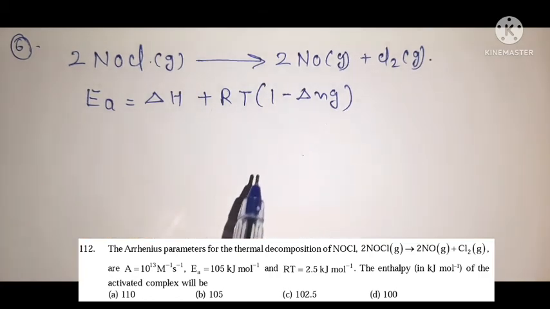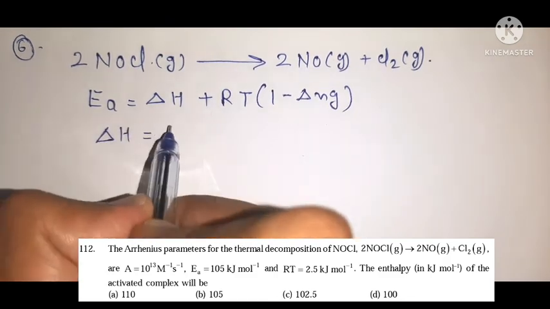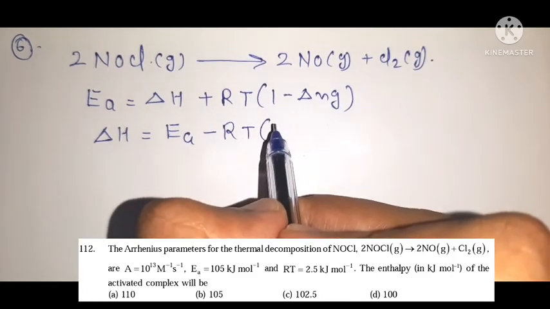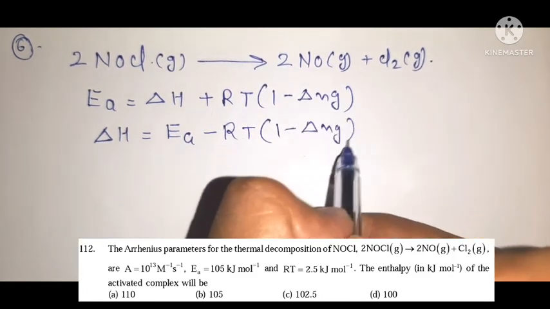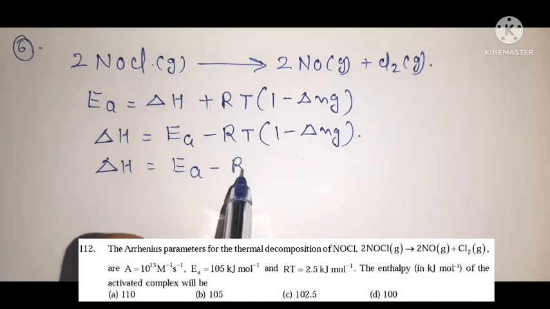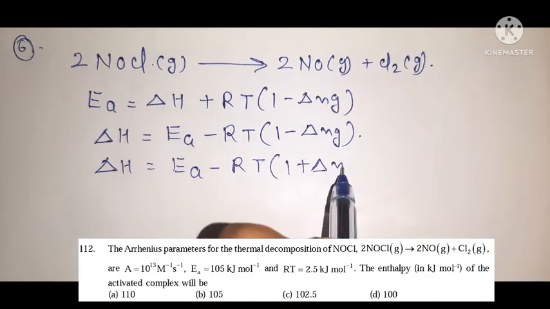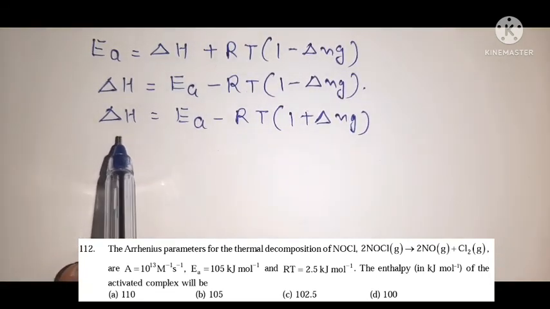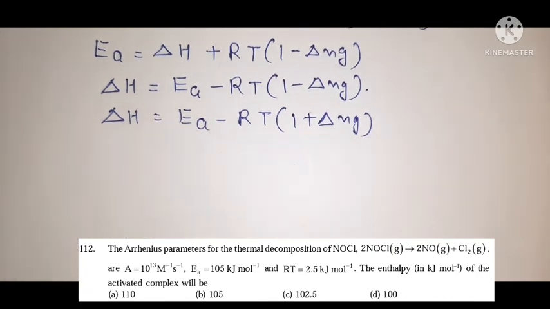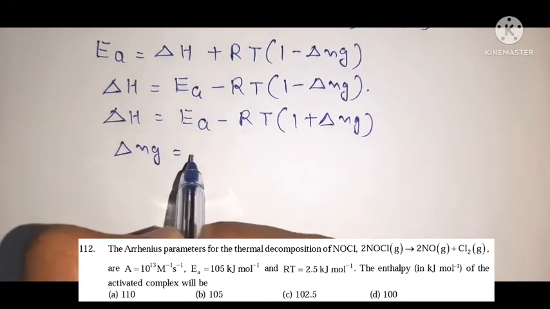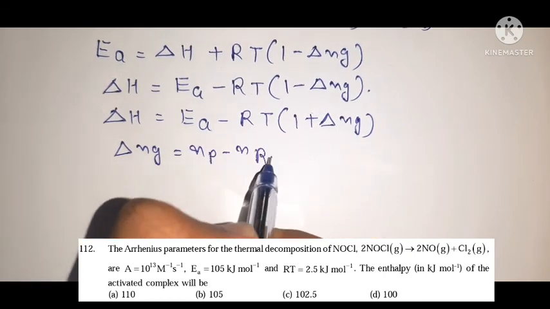By rearranging this equation, we get that the value of delta H is equals to EA minus RT 1 minus delta Ng. So that means delta H equals to EA minus RT 1 plus, this minus will become plus. Here delta H is the enthalpy of the activated complex, EA is the activation energy, RT, and delta Ng. Remember, the delta Ng is the number of moles of product minus number of moles of reactant.